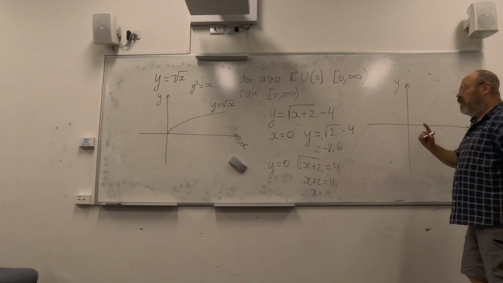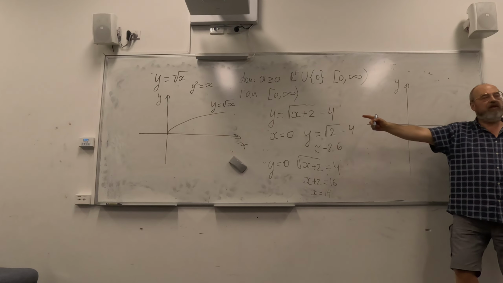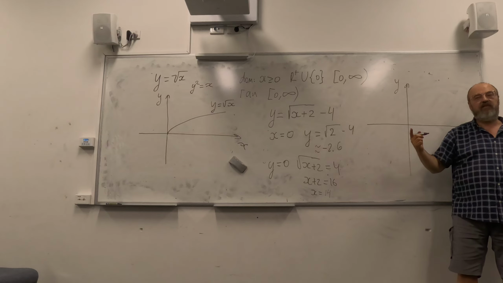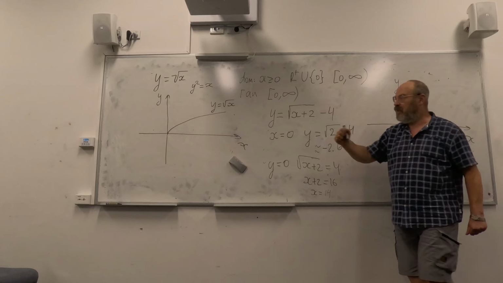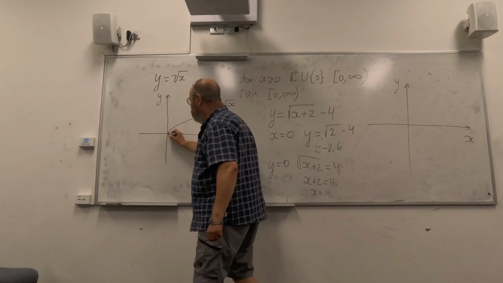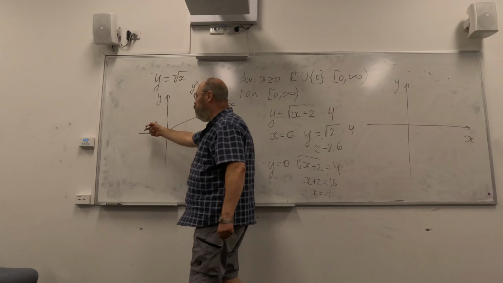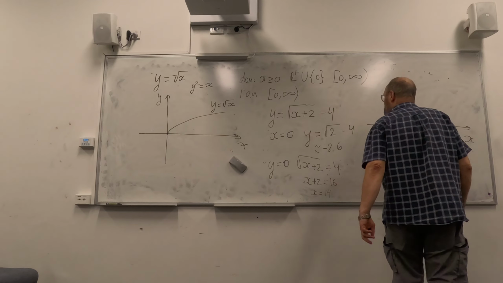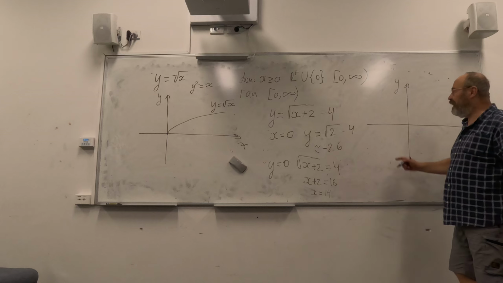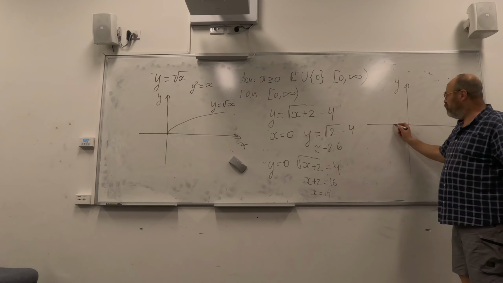What is the difference of this graph compared to other graphs that we do? It has a starting point. In one direction, it's not going forever. It has a starting point, which we already identified: negative 2, negative 4.